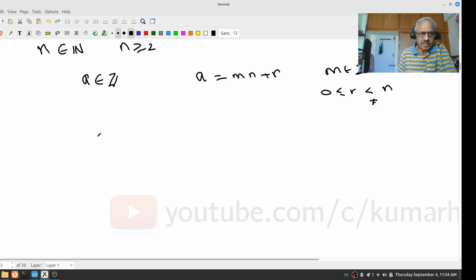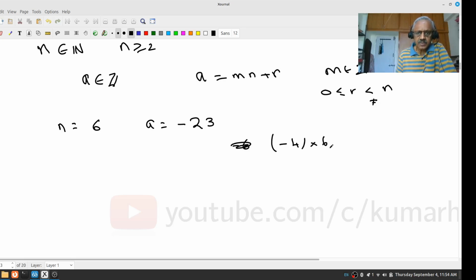Just to make sure that you follow, when I did the division algorithm, suppose I have n equal to, let us say, 6, and a equal to minus 23. Then what will be r? You think of this as an EMI. I have to keep paying EMI so that this debt can be completely paid off. That means I have to do minus 4 times 6, that will be 24, but I wanted only minus 23. Therefore, when I pay 24 rupees to the fellow who gave me a loan, then he has to return 1 rupee to me. That is the remainder.